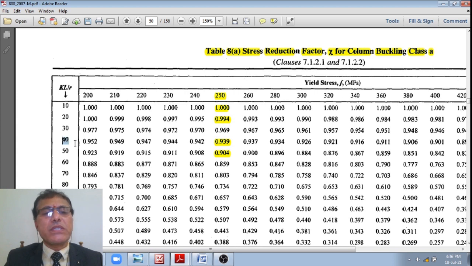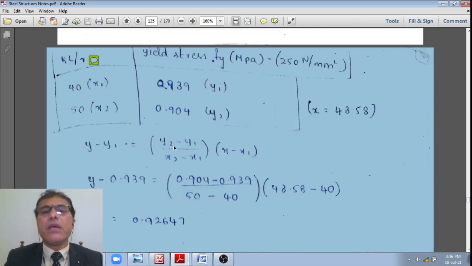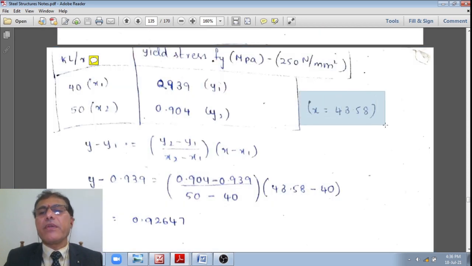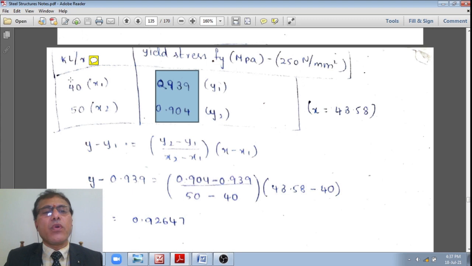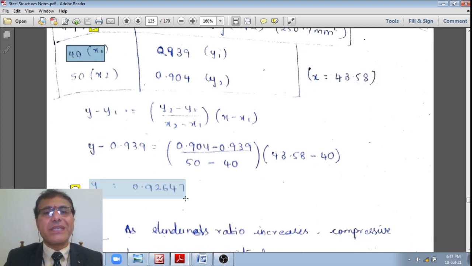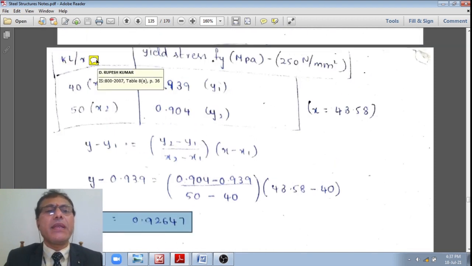Once I know this value for slenderness ratio, lambda equal to 40 gives 0.939 and lambda equal to 50 gives 0.904. Now I can interpolate in between for my required value of 43.58. That value is equal to the base value 0.939 minus the difference 0.939 minus 0.904 over a difference of 50 minus 40, multiplied by 43.58 minus 40. Therefore, the stress reduction factor works out to 0.92647. This is using Table 8A.